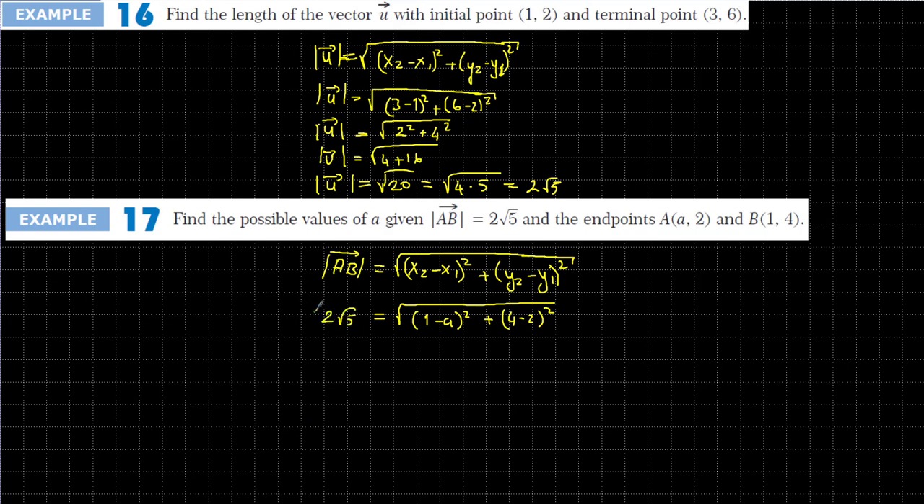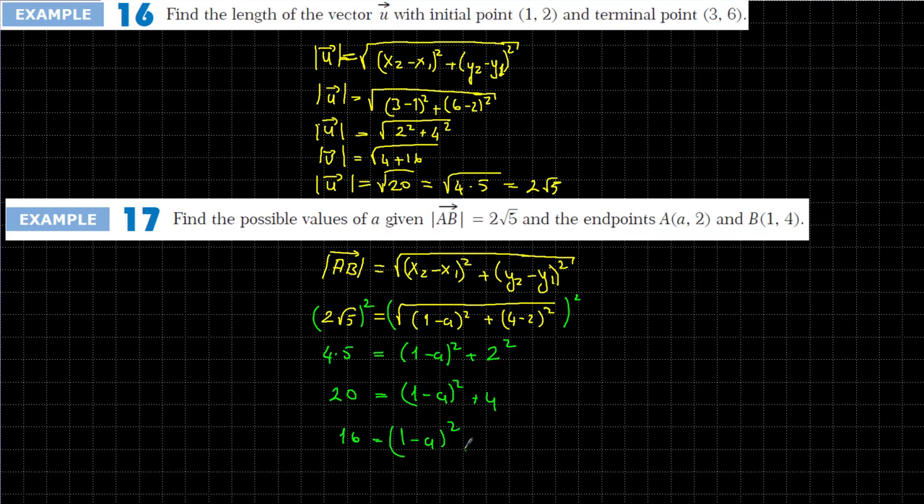And you know, from the properties of solving equations, if we square both sides, then we can get rid of this square root. So here this is 4 times 5, and this is going to be equal to, the square root we are going to remove, (1 minus a) squared plus 2 squared, which is equal to 20. That's equal to (1 minus a) squared plus 4, then 16 is equal to (1 minus a) squared.